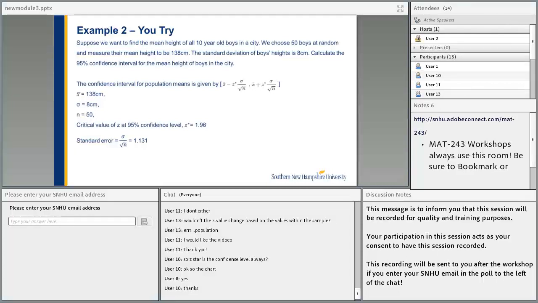Okay, here's an example for you to try. I will give you a few minutes to try this out and then we will discuss the answer. Suppose we want to find the mean height of all 10-year-old boys in a city. We choose 50 boys at random and measure their mean height to be 138 centimeters. The standard deviation of boys' heights is 8 centimeters. Calculate the 95% confidence interval for the mean height of boys in the city.